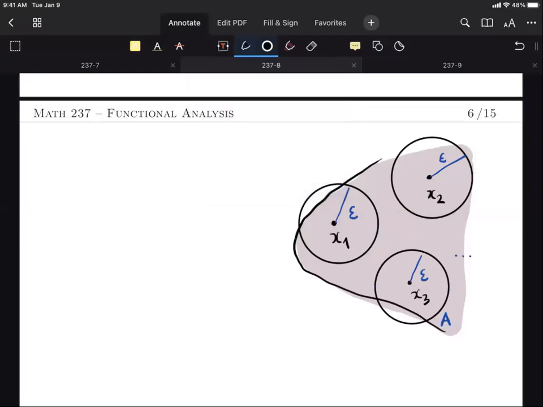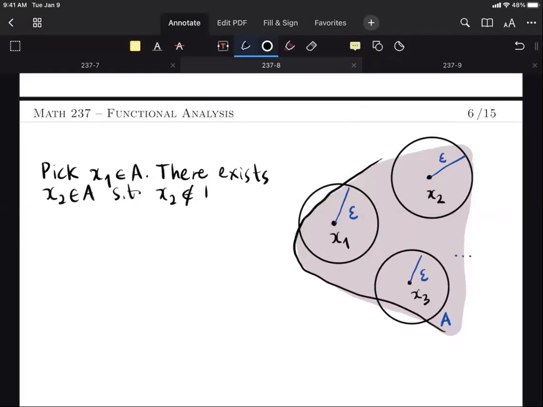So let us write it down. So let us pick x1 in A. So this means that there exists an x2 in A such that x2 is not an element of the ball centered at x1 with radius epsilon. Because otherwise, if any element in A is contained in this ball, then you can cover A by this single ball, which is not the case.